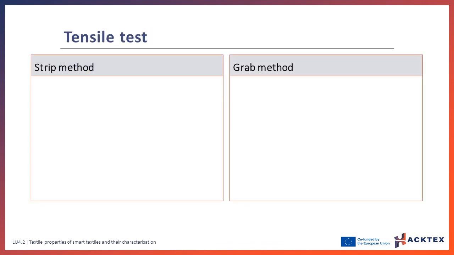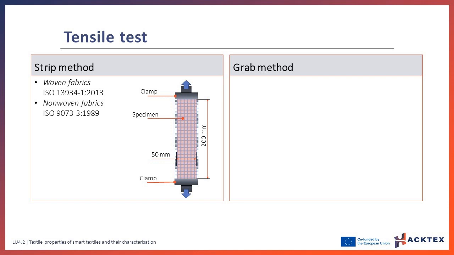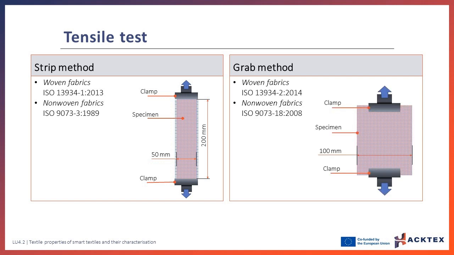There are two possible configurations for a tensile test, the strip method and the grab method. In the strip test method, the width of the specimen fits with the clamp's width. In this test, typically a specimen of 5 by 30 cm is used with a distance between clamps of 20 cm. In the grab test, a wide specimen is mounted centrally in the clamps.